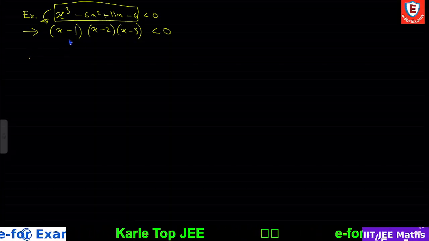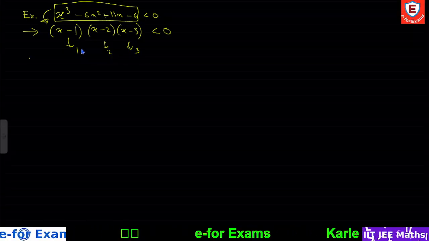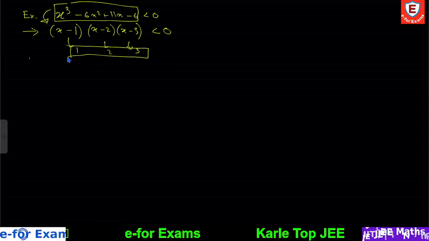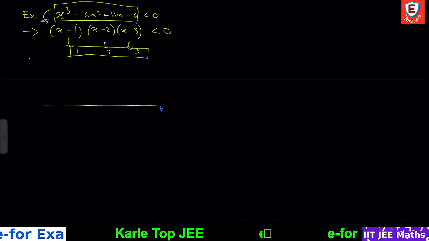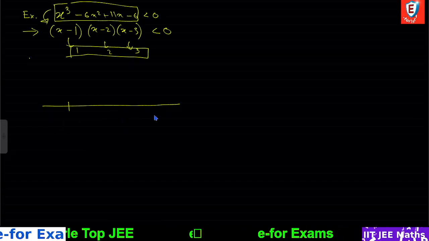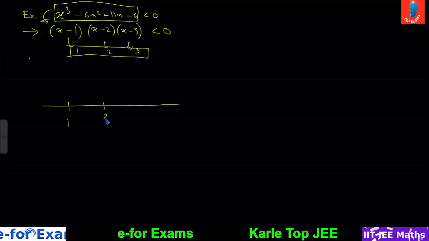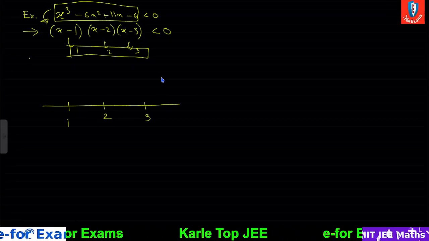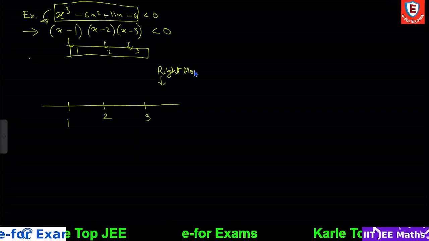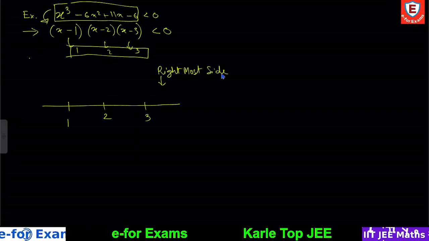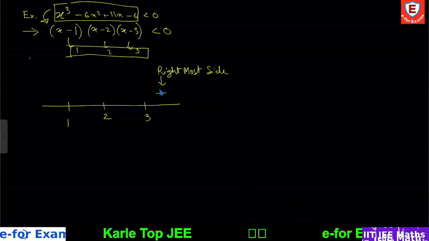Next, root 1, here it is 2, here it is 3. Put all the roots, root or critical point on a number line in ascending order, increasing from left to right, means ascending order. 1, 2, 3. Rightmost side is here. This is the rightmost side. In the rightmost side, it's asking to put a plus sign.